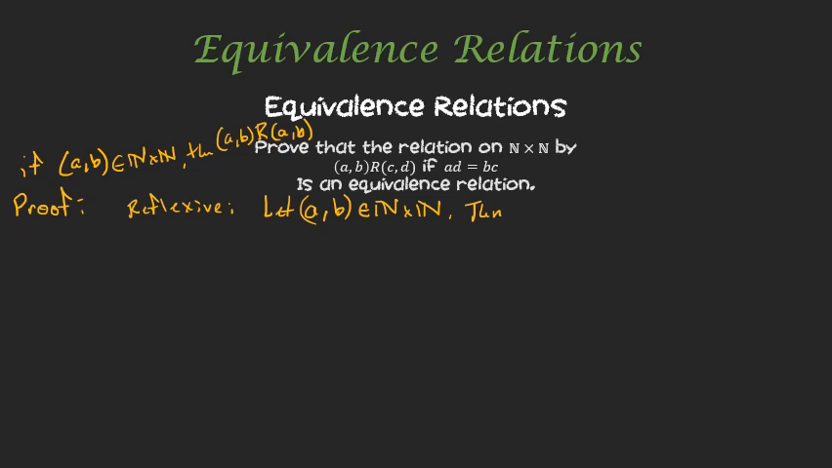So how can I do this? I want to see if AB is related to AB. So I'll multiply the first coordinate of the first pair with the second coordinate of the other one. So that would be AB, and here I have BA. Then AB is equal to BA. So we can conclude that AB is related to BA, because that's what this condition means: AB is equal to BA.